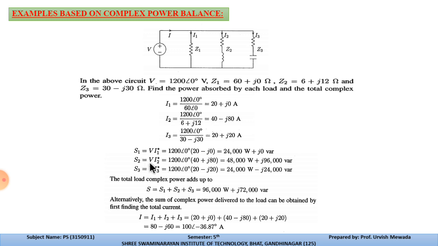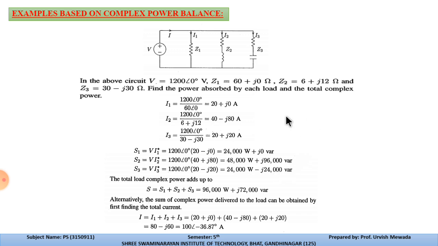Now S2 will be calculated by replacing the value of vi2 with the value which we derived, so 48,000 W plus j 96,000 var. Similarly, S3 we can calculate as v i3 conjugate, so v is 1200 at angle 0 and i3 is 20 plus j20, but it is taken as a conjugate, so 20 minus j20 ampere, so that will be converted to a plus jb form. So 24,000 is the active power and 24,000 is the reactive power.